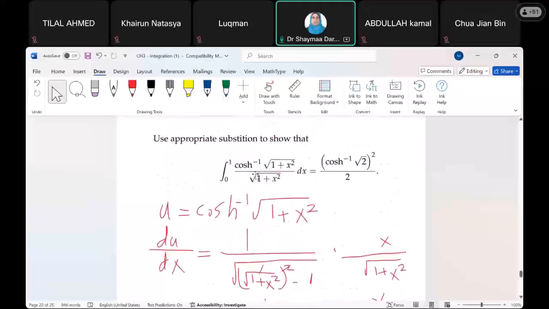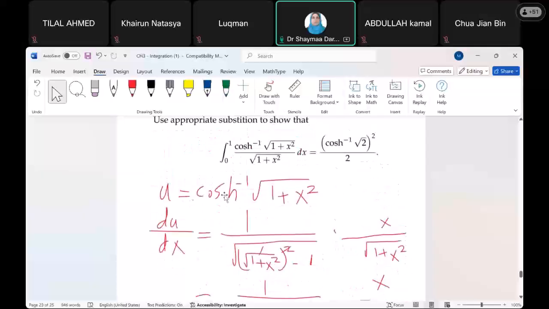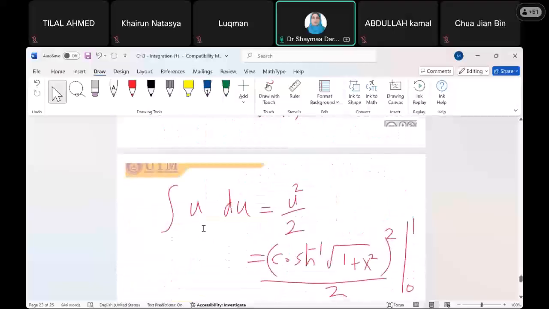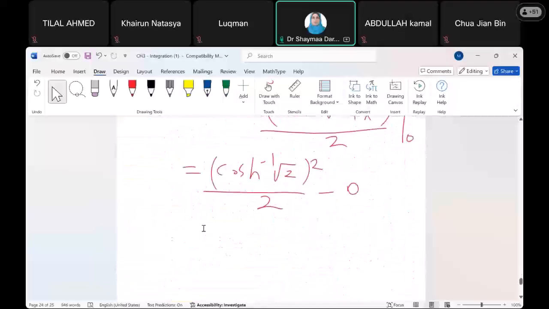So here you use the substitution u equals cosh inverse of this one. You can also start by using the substitution u equals square root 1 plus x squared, which is also correct, but you will have to use substitution twice. Or you can use one-step substitution by taking u equal to cosh inverse. So this is the value.